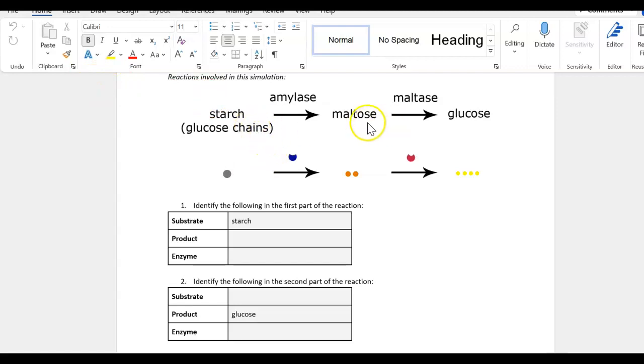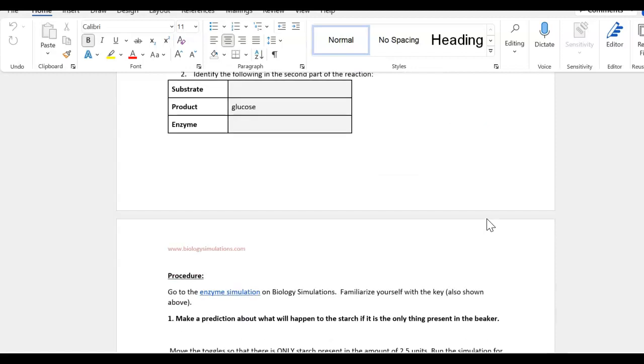Going from starch to maltose is the first reaction, and going from maltose to glucose is the second reaction. So you're going to fill in the substrate, which is just the enzyme word for reactants, the product, and the name of the enzyme. And remember, enzymes usually end with the last three letters ASE.